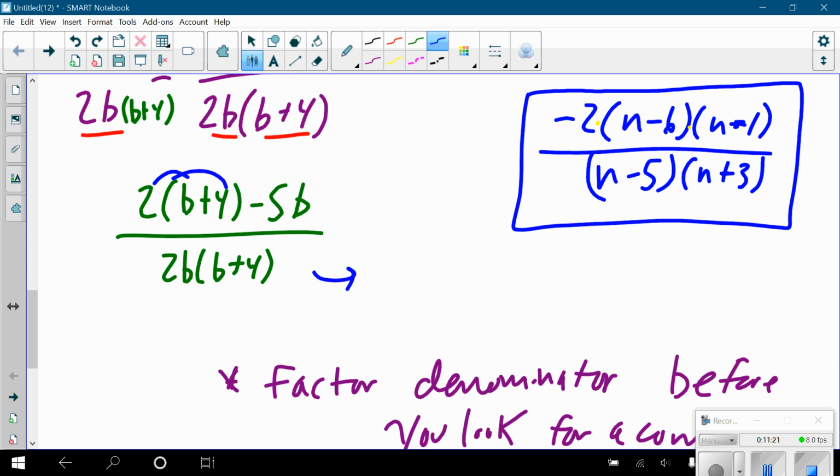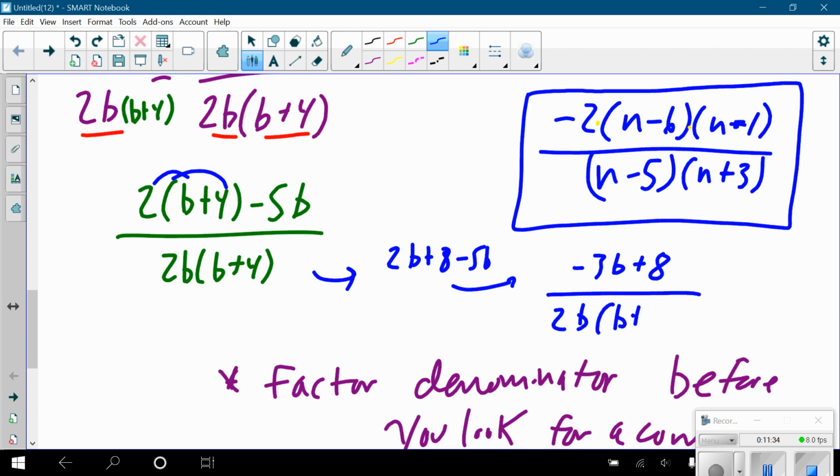I know it's a weird idea. I'm going to do like 2b plus 8 minus 5b. I might as well just combine that real quick right now. Negative 3b plus 8 on top, and a 2b times b plus 4 on the bottom. Unfortunately, nothing cancels, and I'm done.